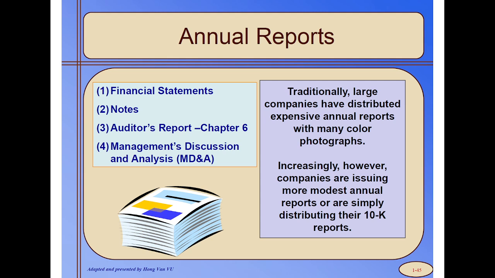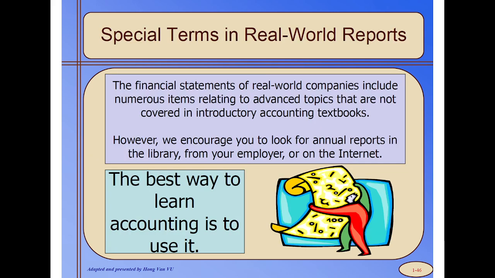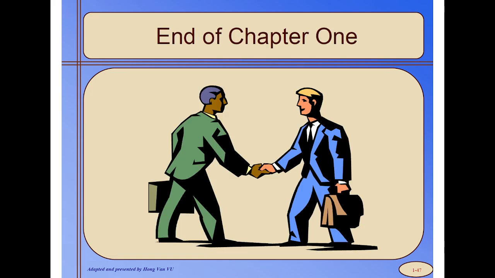And we can see that companies distribute expensive annual reports with many color photographs, and you can find them on Yahoo Finance. But before you read them this way, the financial statements of real-world companies include numerous items related to advanced topics that are not covered in introductory accounting textbooks. However, we encourage you to look for annual reports in the library, from your employer, or from the internet, right?